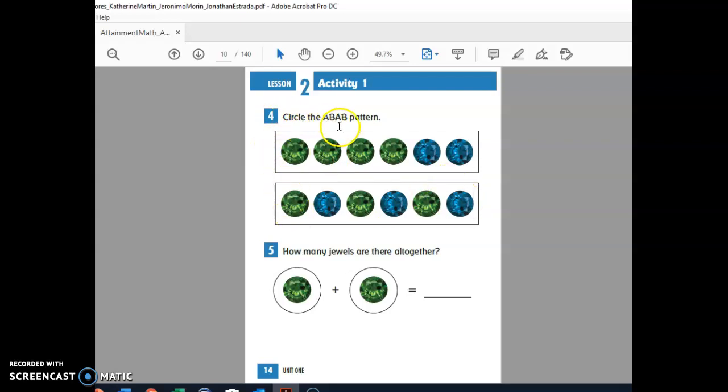It says circle the ABAB pattern. So remember, this would be your A and the blue would be your B. So always go with ABAB. So right here you have A, B, B. Here you have A, B, B. Circle the correct ABAB pattern.